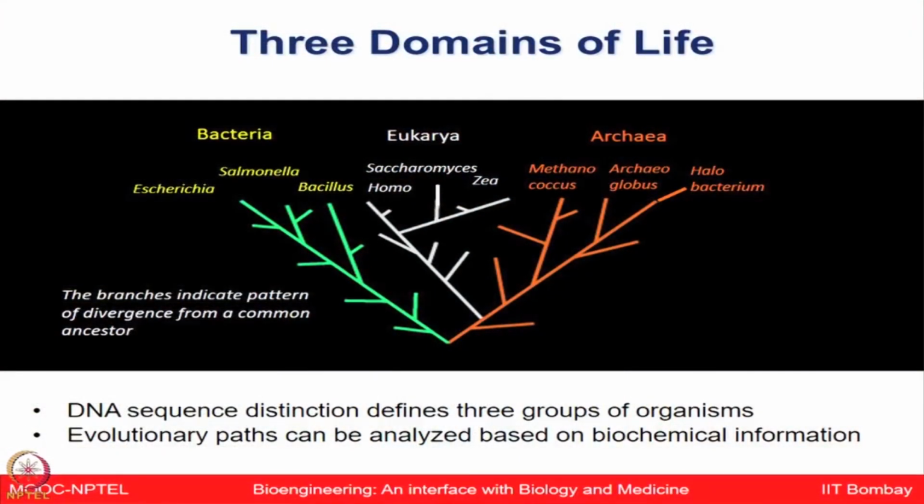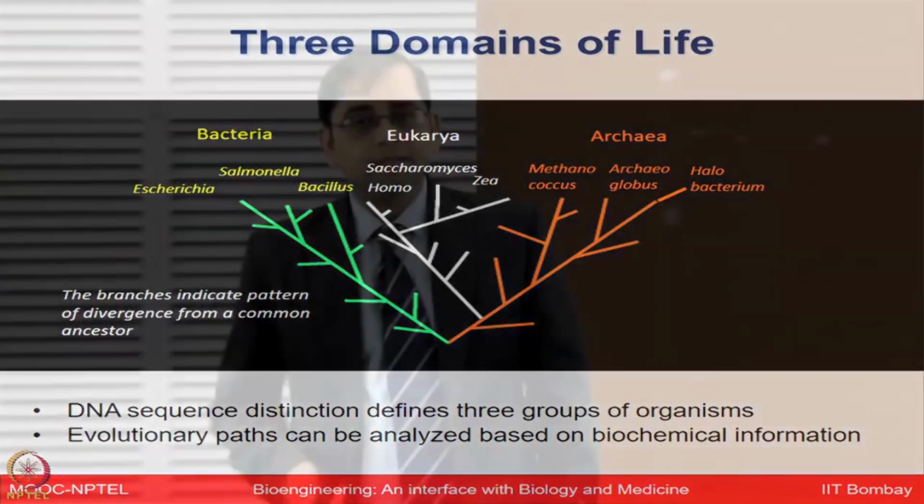So, broadly when we are thinking about the three domains of life, we have bacteria, and a couple of examples shown are Escherichia, Salmonella, and Bacillus. In the case of archaea, we have examples like Methanococcus, Archaeoglobus, and Halobacterium, and in the case of eukarya we have examples like Saccharomyces, Homo sapiens, and Giardia. So, these branches indicate the pattern of divergence from the common ancestors, and the DNA sequence distinction defines that these are the three major domains of life. The evolutionary path could actually be analyzed based on their biochemical properties.